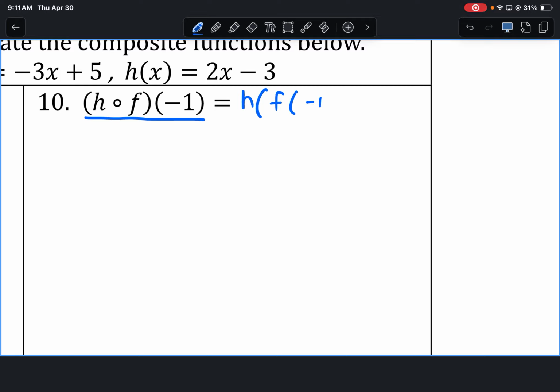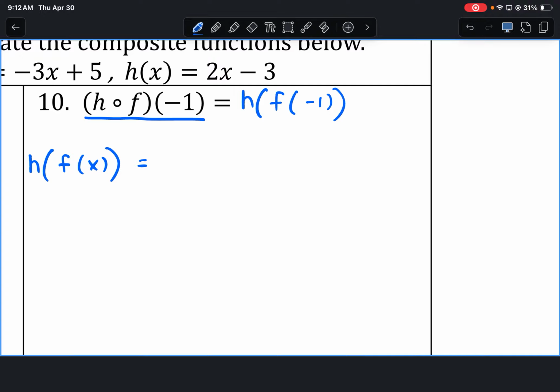H of f of negative 1. So we're going to do this by method 1. So we're going to start by just finding h of f of x. And if you want to do method 2 on your own paper, you do method 2, and you can just check your answer with me because you'll get the same answer.